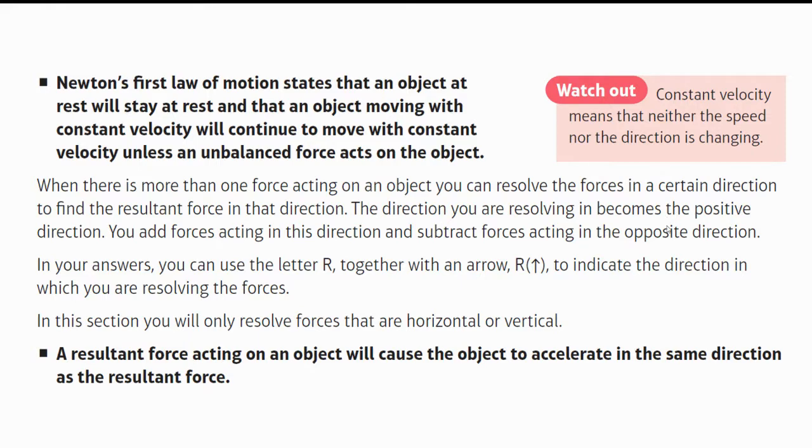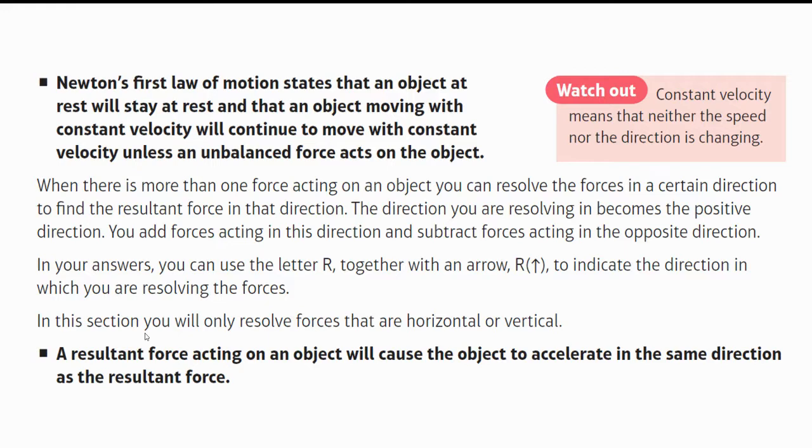You have got to think about positive and negative things, because we have got velocity, so it's not speed, which means if it was going 10 meters per second but in a circular sort of motion, then it'd be changing direction and the velocity wouldn't be constant really. And in your answers you can use the letter R for resultant, and we've got an arrow to indicate what direction it's going in.